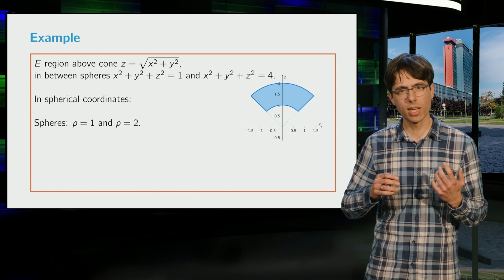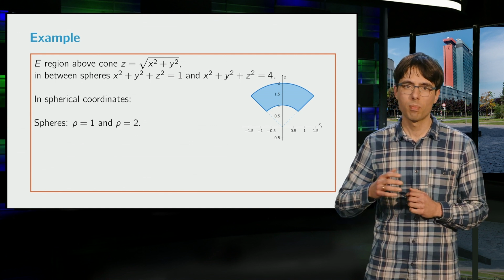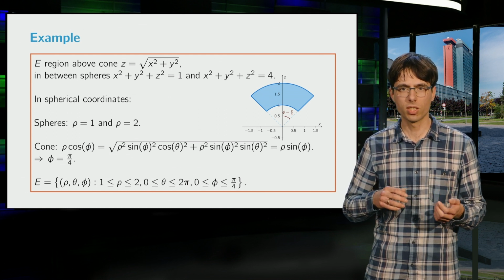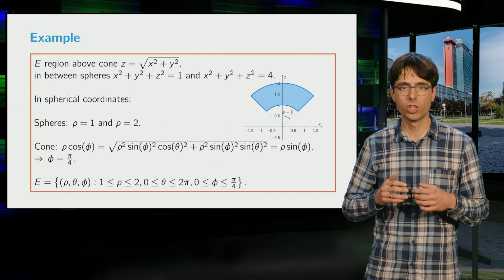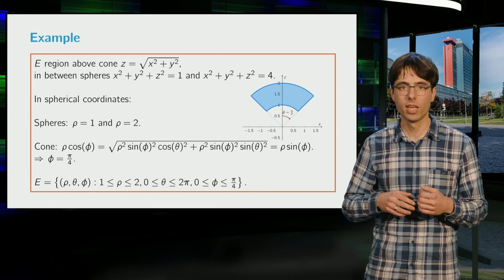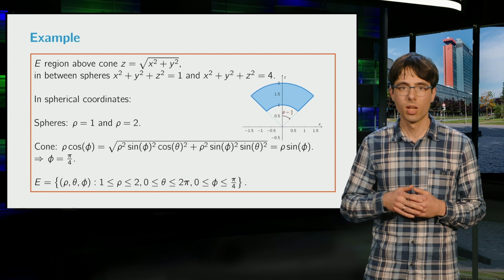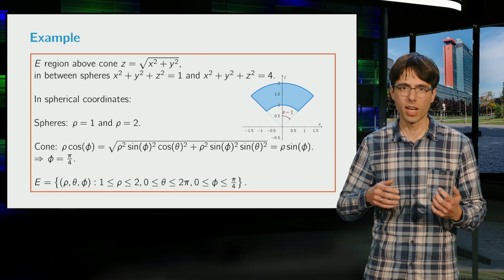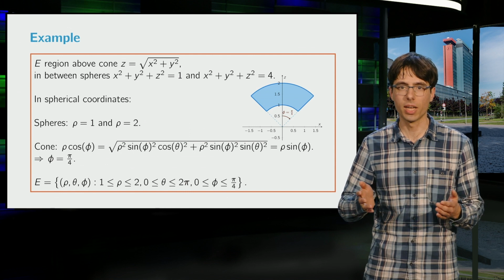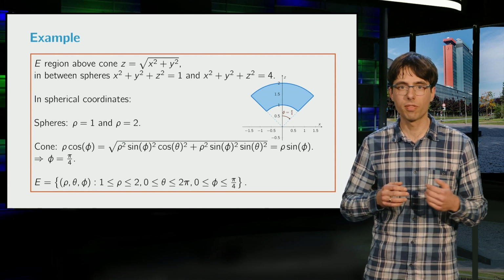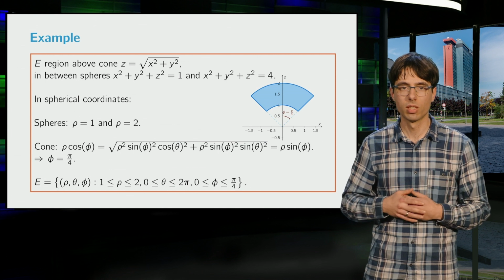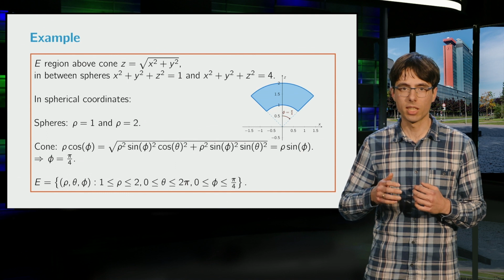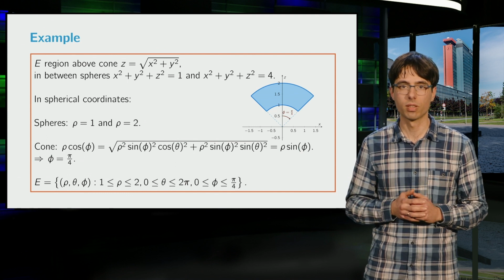For the cone, it's slightly trickier. Plugging in the expressions for x, y, and z in terms of the spherical coordinates, we can reduce the cone to the equation rho cosine of phi equals rho sine of phi, which then yields cosine phi equals sine phi. Since phi only takes values in between 0 and pi, this equality can only be valid if phi is pi over 4. So, in terms of spherical coordinates, the cone is described by the equation phi is pi over 4.